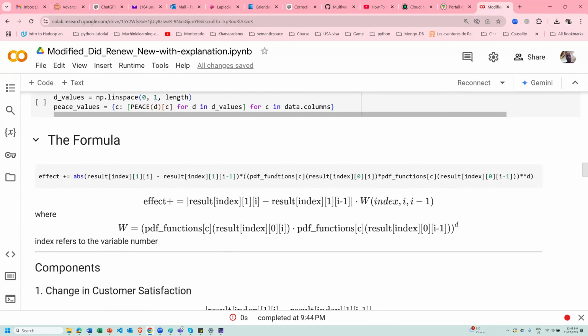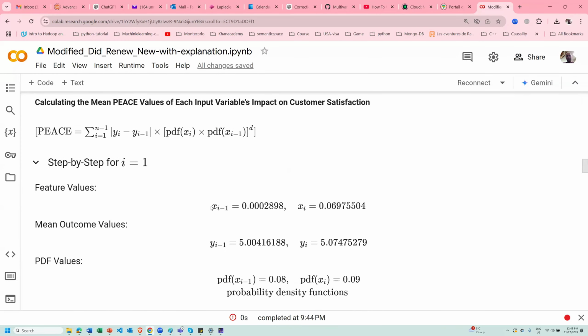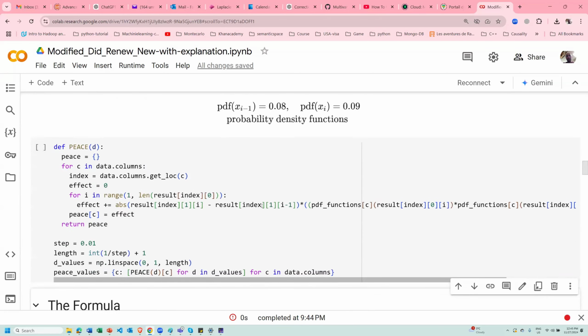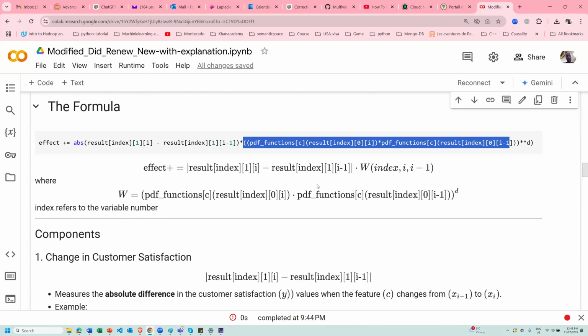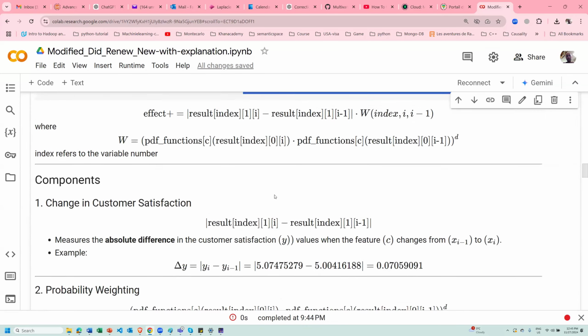And then we have these PDF functions calculated using KDE, and we are subtracting the values of each value in our data set. So these values correspond to xi and xi minus 1. The first array, and we are multiplying by this to the power of d. All is to the power of d. So I rewrote the formula in order to make sure that it's not ambiguous. This part is really the weighting in this formula.